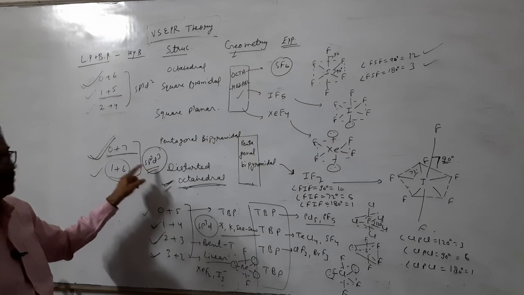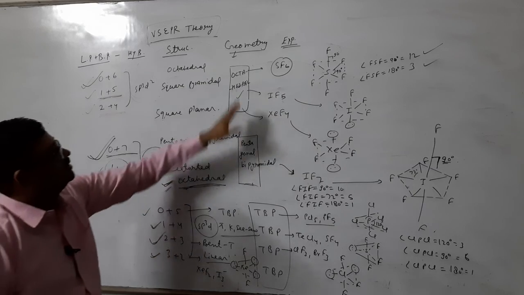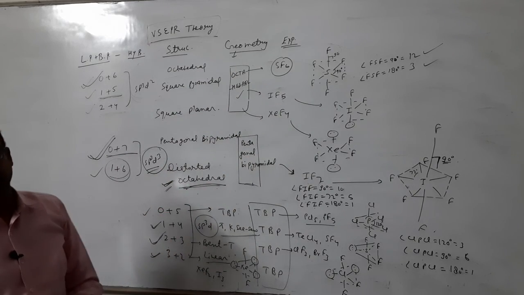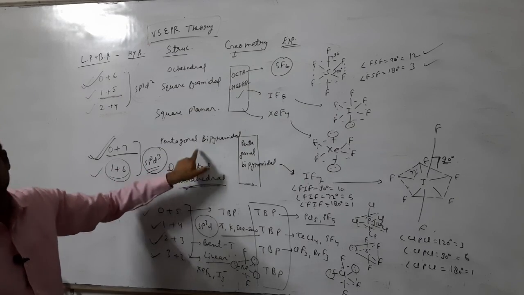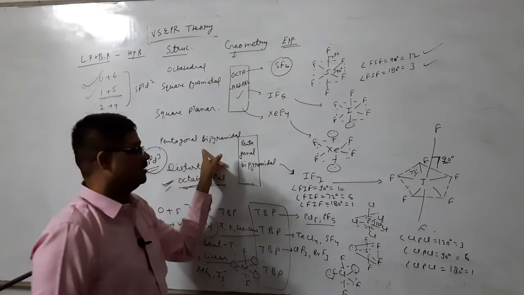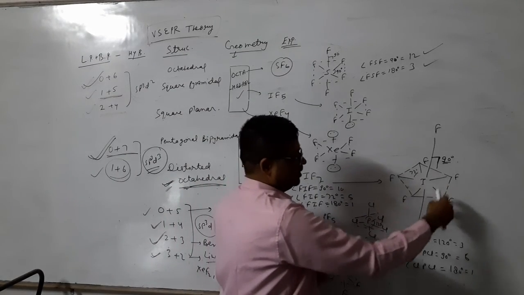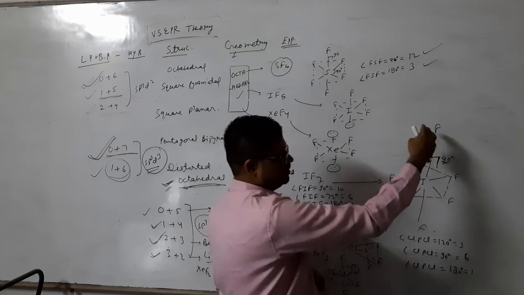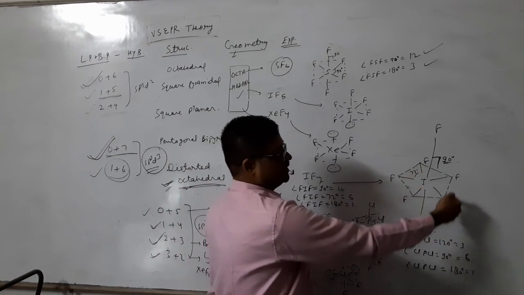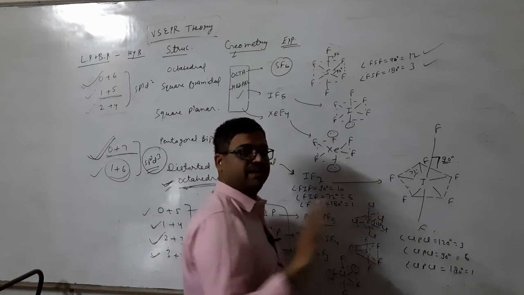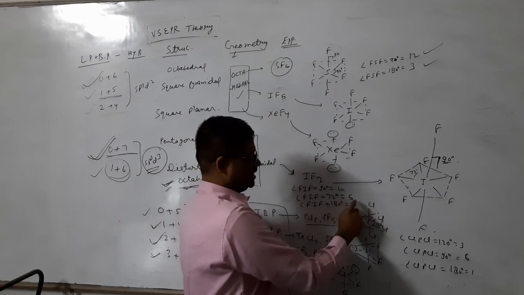Next, sp3d3 hybridization, 0 plus 7 case and 1 plus 6 case. In this, the geometry is pentagonal bipyramidal. Clear? But in the 0 plus 7 case, both will be the same, so it is also pentagonal bipyramidal. The example is IF7, pentagonal bipyramidal. Pentagonal means 5 fluorines are in a plane, so 360 divided by 5 is 72 degrees. So there are 5 angles of 72 degrees.